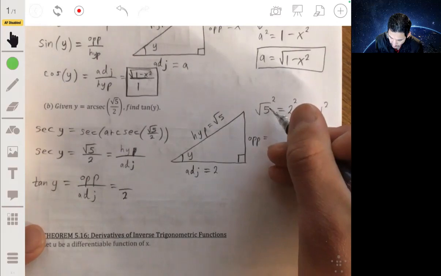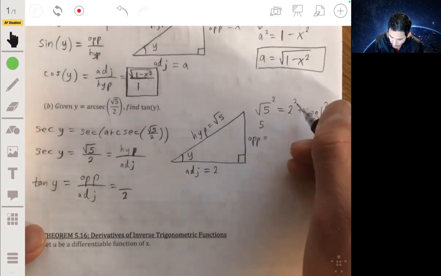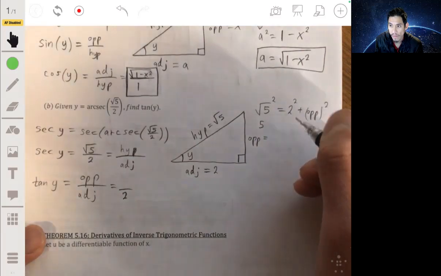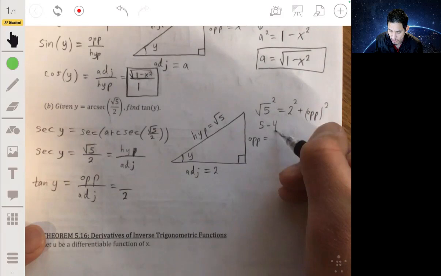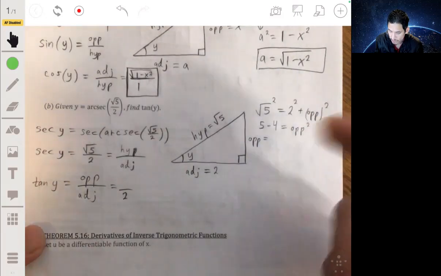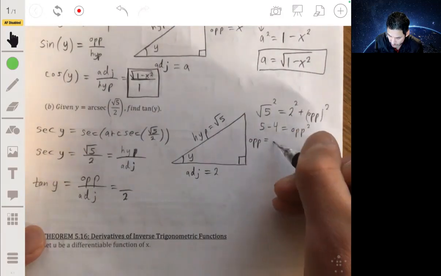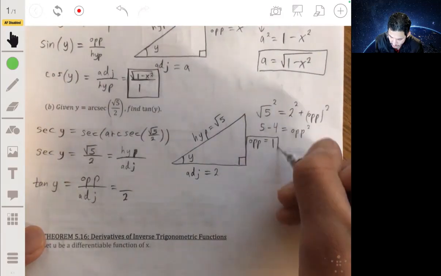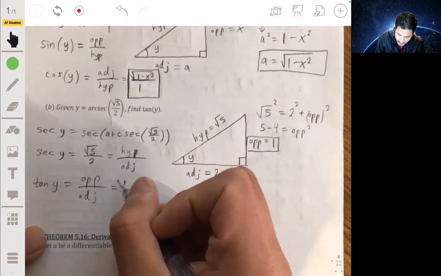So that means √5 squared, or 5, minus 4, because 2 squared is 4, is equal to the opposite leg squared. So the opposite leg is the square root of 1, or just 1. So the opposite leg is just 1. And so the tangent of y is just 1/2.